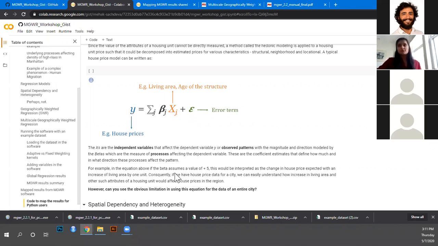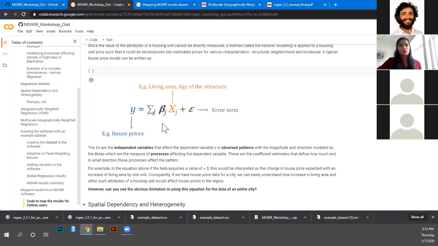So if it is positive, that means that an increase in X would cause an increase in Y. If the beta assumes a negative value, you can say that an increase in X actually decreases Y. So that is how you would interpret these associations, and that is exactly what we are after when we are doing regression models. Now, for example, we have about 100 house prices across a city, and we want to measure how living area affects house prices in that city.